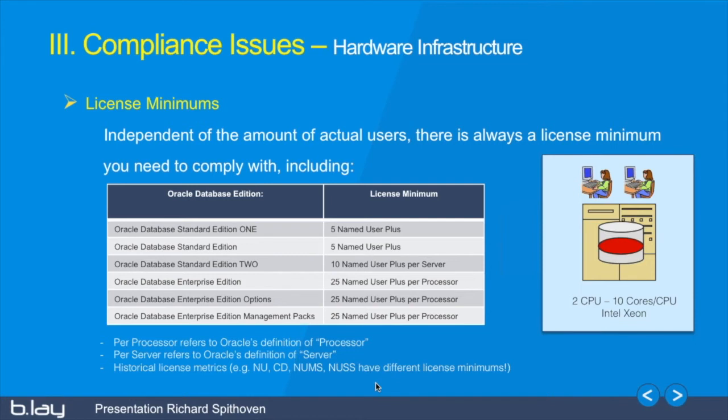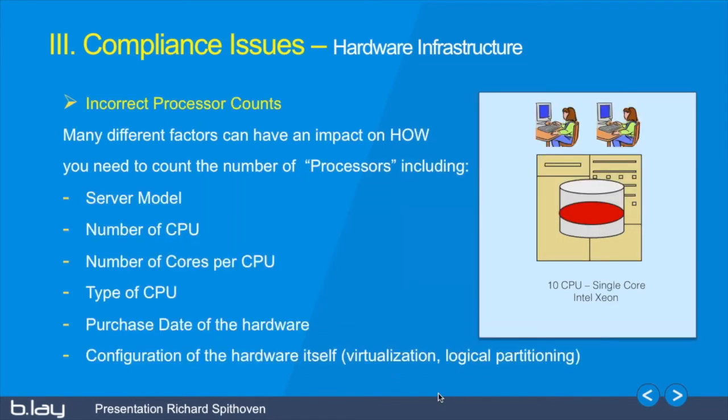Next to that, people are counting processors in the incorrect way, because there are many different factors that can have an impact on how you need to count the number of processors, like the server model, the number of CPUs, the number of cores per CPU, the CPU type, the purchase date of the hardware, and the configuration of the hardware itself. Meaning, is there any virtualization being applied? Is there any logical partitioning being applied? All those factors have an influence on counting the number of processors correctly.